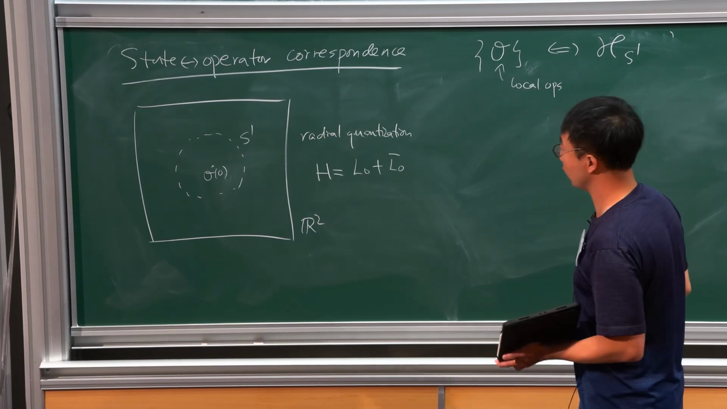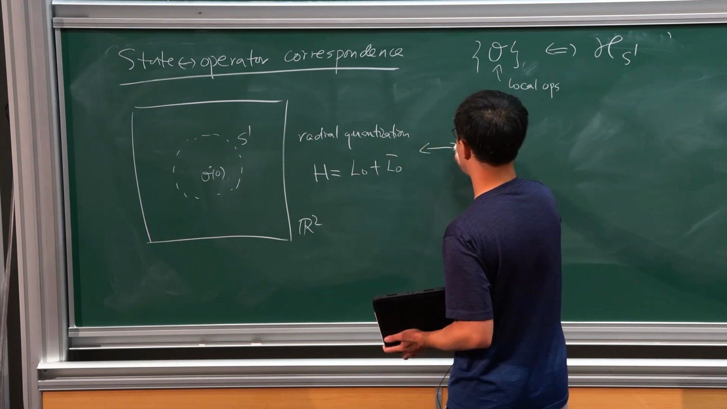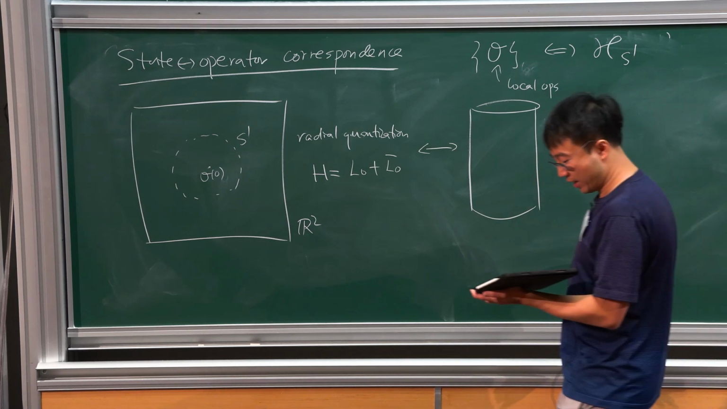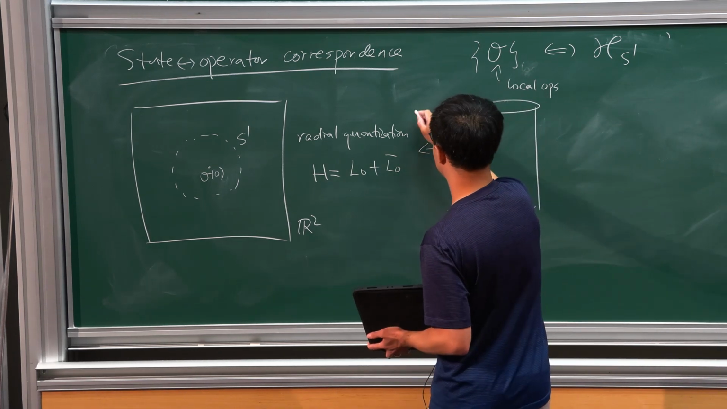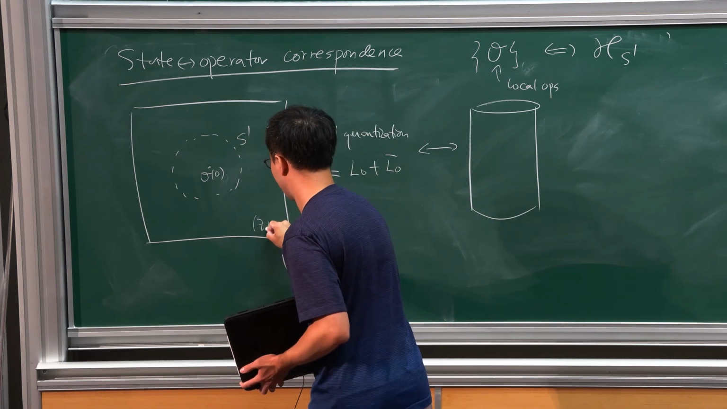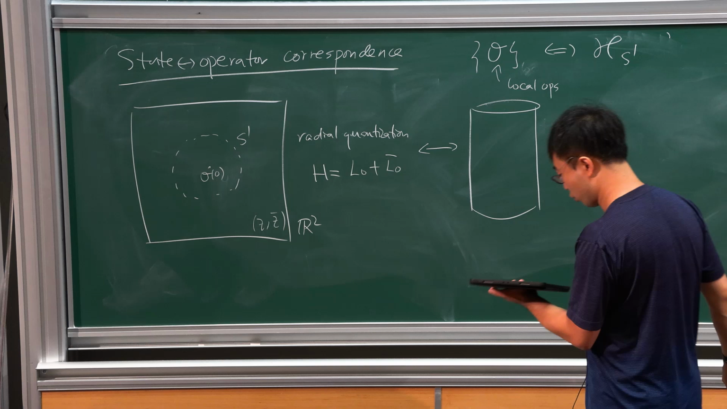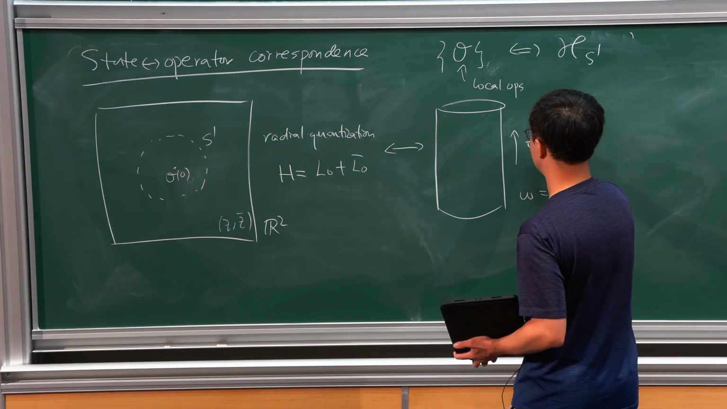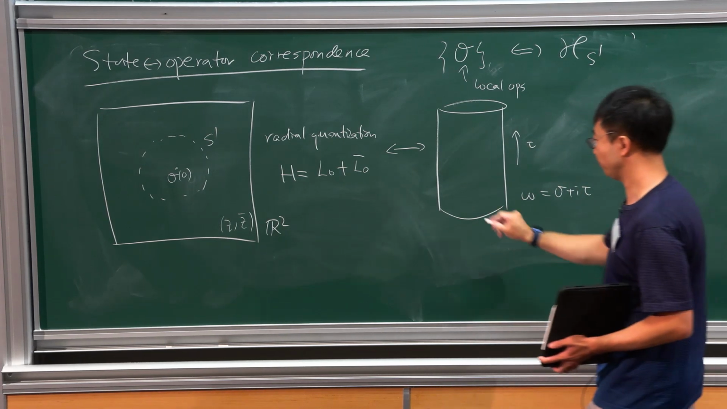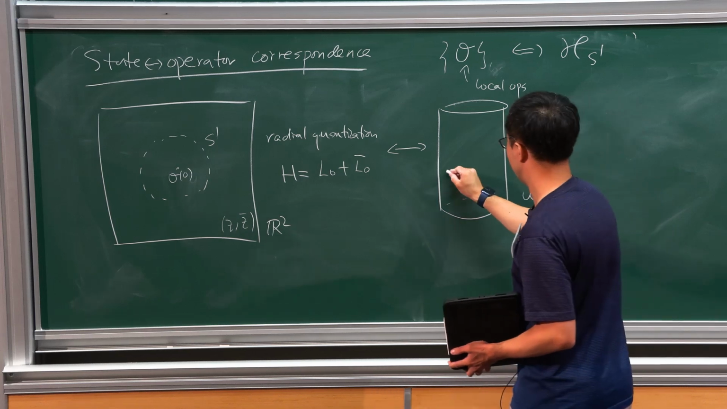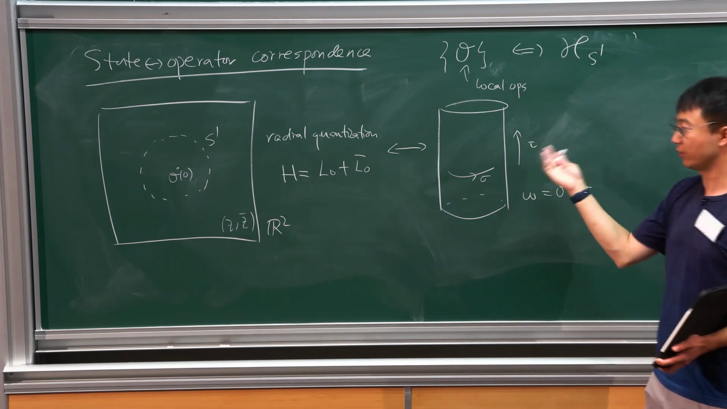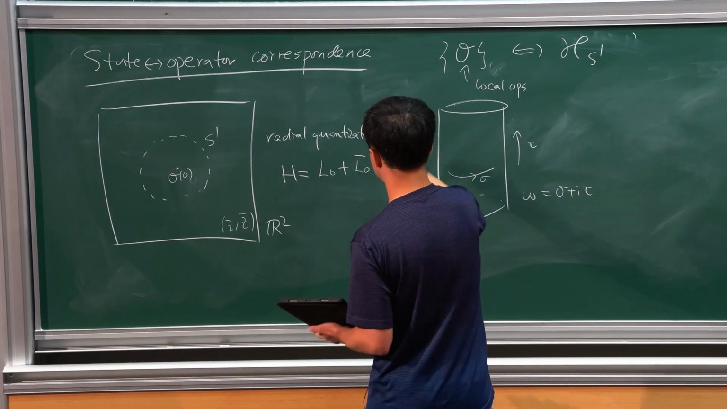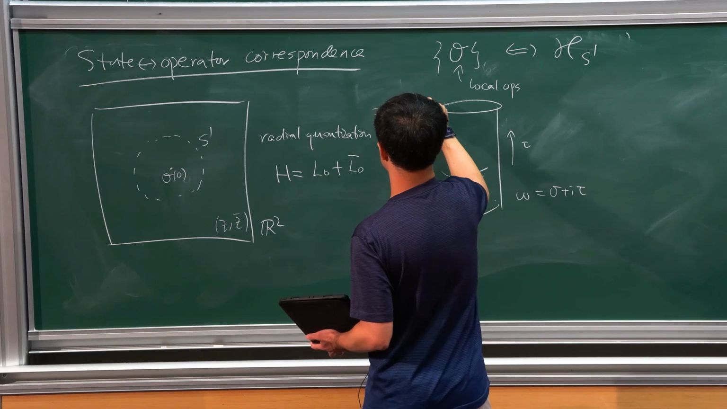And you can also view this picture maybe more intuitively on the cylinder. These two pictures are related by a conformal transformation. So if you take the coordinates here to be z and z bar, and over here the coordinates to be w, which is sigma plus i tau, and take tau to be the Euclidean time along the cylinder direction, and sigma to be the direction along the circle of the cylinder, these two pictures are related by a conformal transformation that sends z to e to the minus i w.